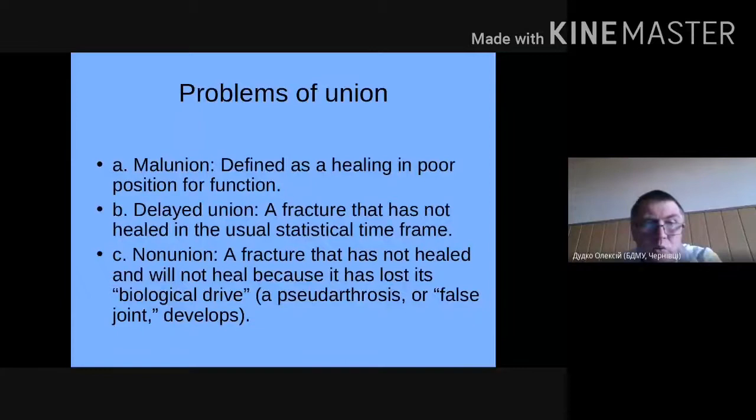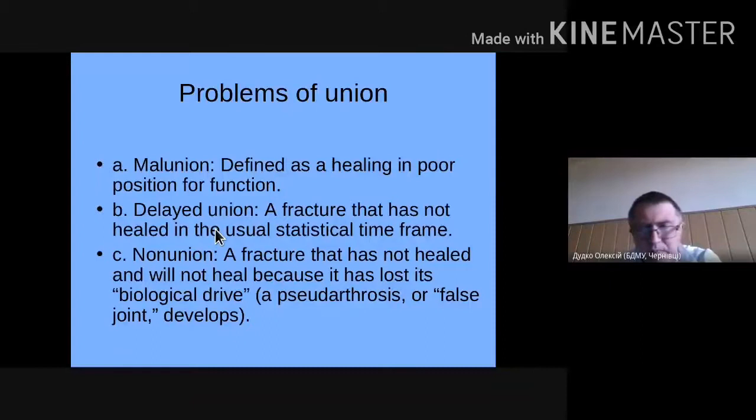We can have also a delayed union, which is a problem when the fracture is healing but has not healed in the average period of time. So if this time has passed and still you don't see clinical and radiological signs of healing, we have this diagnosis of delayed union, and we should wait 2 terms more. But if these 2 terms have passed already and we have no healing, we're talking about non-union. Another term for this is a pseudoarthrosis.